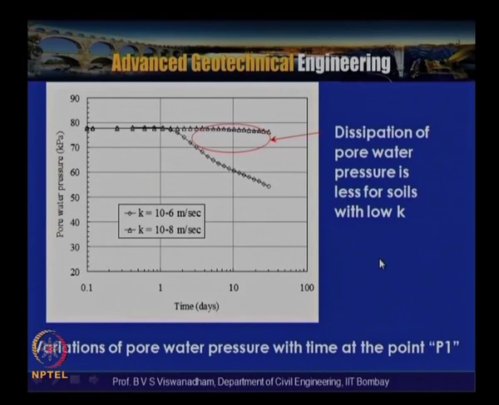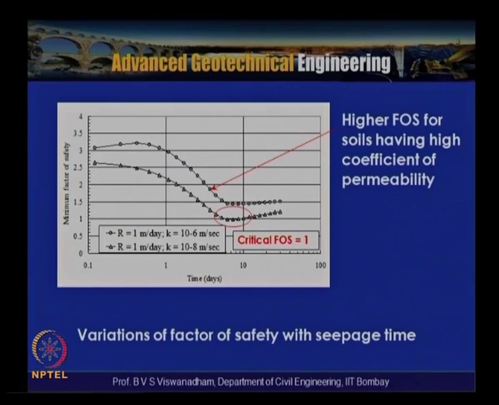The same issue is shown here, the pore water pressure distribution at a particular point P1, with two soils having two different permeabilities, 10 to the power of -6 and 10 to the power of -8 meter per second. The dissipation of pore water pressure is less for soils with low permeabilities. Similarly, if you look at the factors of safety, there is a higher factor of safety for the soils having high coefficient of permeability.